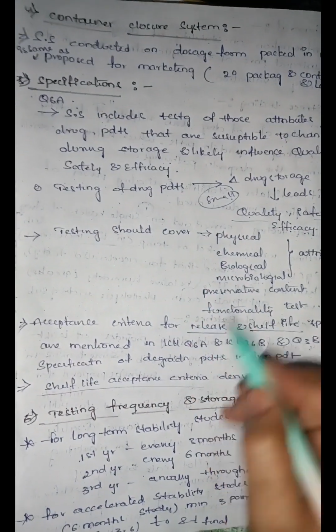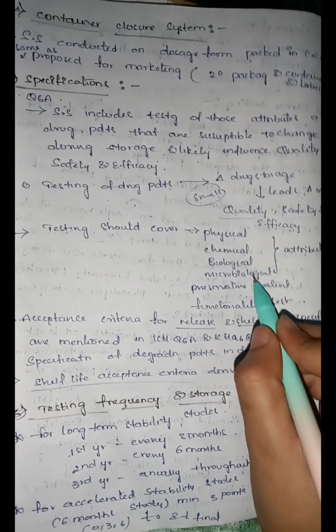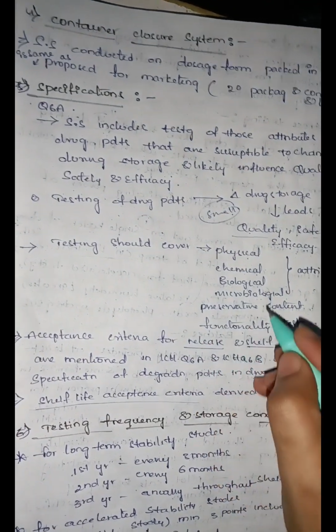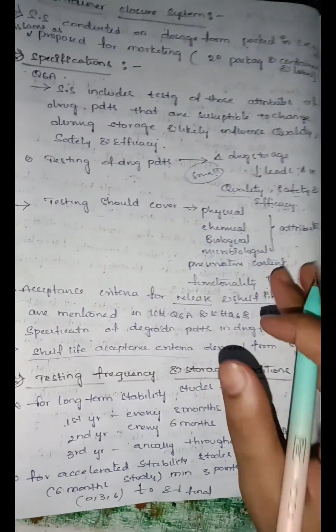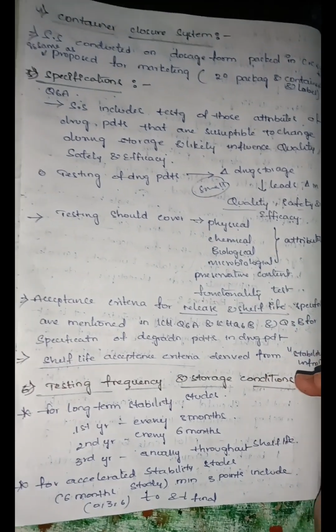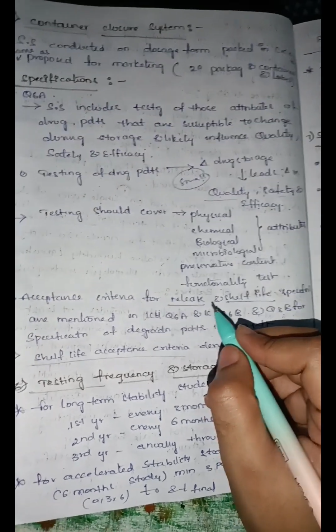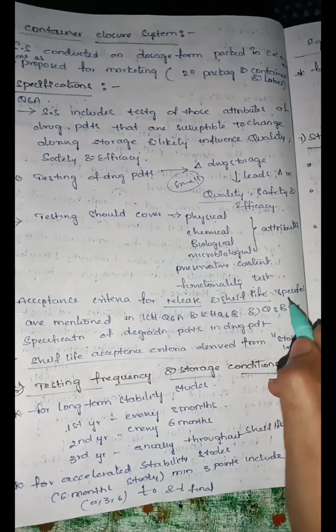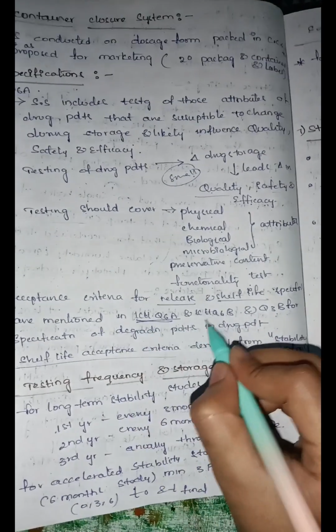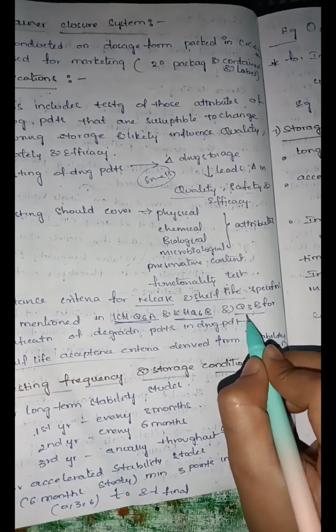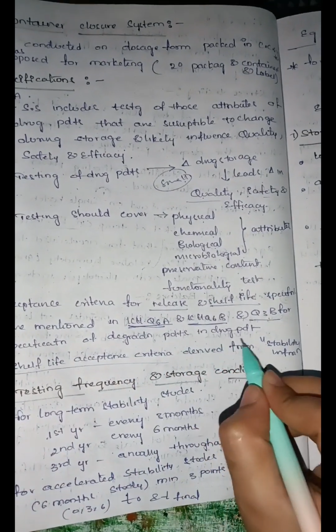So stability testing should cover all the properties such as physical, chemical, biological, microbiological properties, preservative content and functionality tests. If the stability studies pass all these tests, only then can we introduce our product into marketing. Only then can the product get approval from the regulatory bodies for marketing. The acceptance criteria for release and shelf life specifications are mentioned in ICH Q6A and ICH Q6B guidelines, and ICH Q3B for specification of degradation products in drug products.